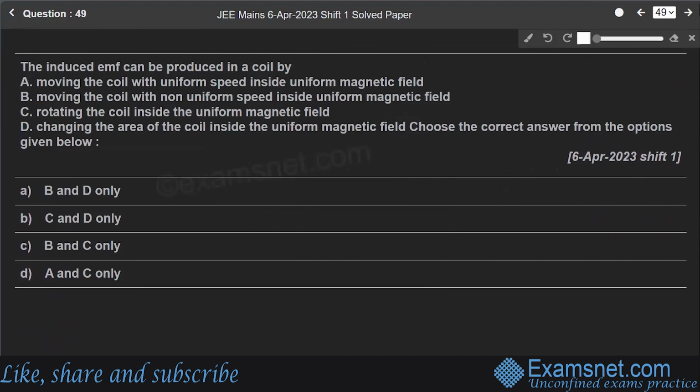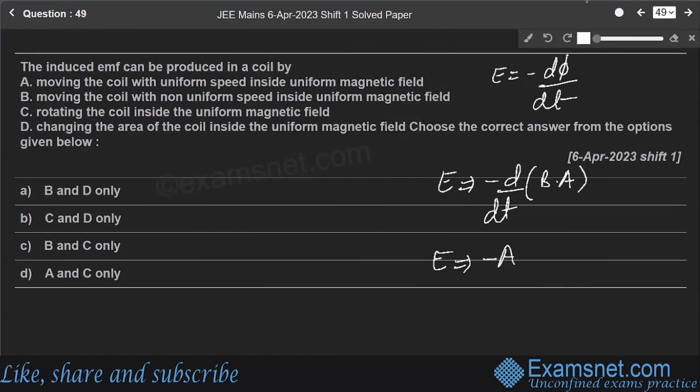An induced EMF can be produced in a coil by moving the coil with uniform speed inside a uniform magnetic field. Since induced EMF, E is equal to minus dΦ by dt, where Φ is equal to B dot A, E will be equal to minus A dB over dt. Since there is no change in magnitude, the speed is uniform, and there is no change in area, induced EMF cannot be produced in this coil, no flux.